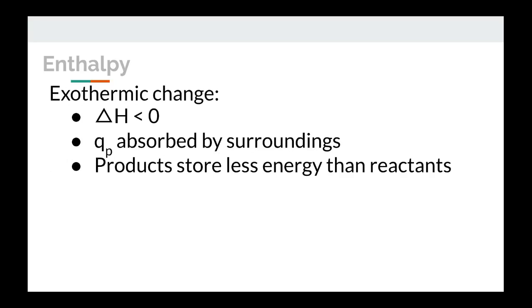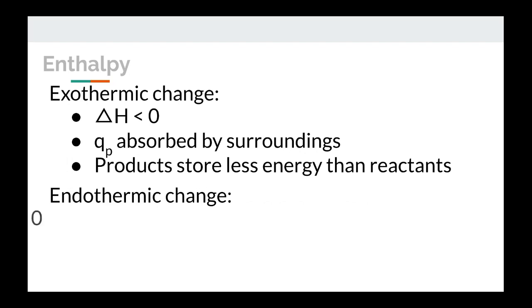And it's also true that the products are going to store less energy than the reactants in an exothermic change. The other type of change is called an endothermic change. And the word parts exo and endo mean out and in, respectively. And therm kind of means heat. So exothermic means heat out, and endothermic means heat in.